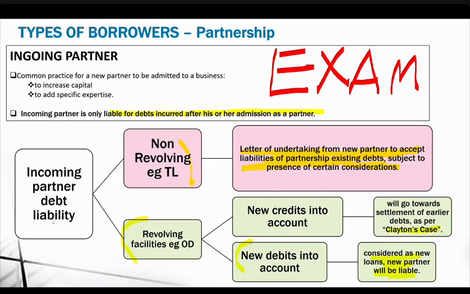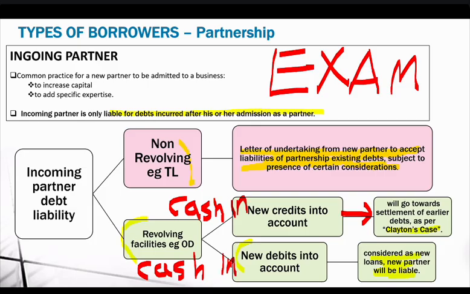Try to think of new credit as money coming in. So this one here, you write down credit is cash in. That's an easy way to remember. It's to settle earlier debts. Debit is cash out. Yeah, just to keep it simple. Debit is cash out. Let me write that down. Cash out.